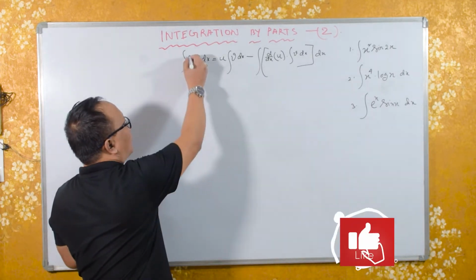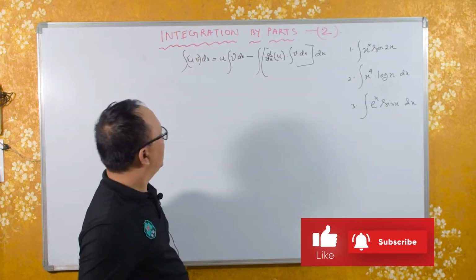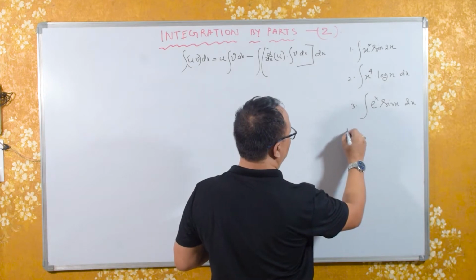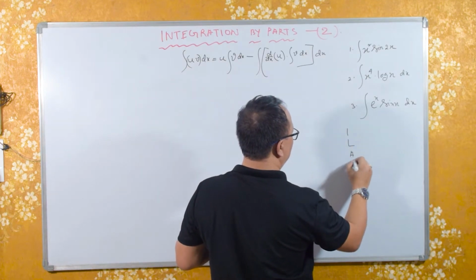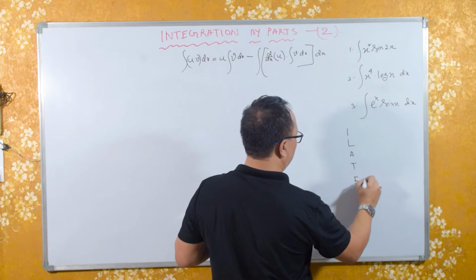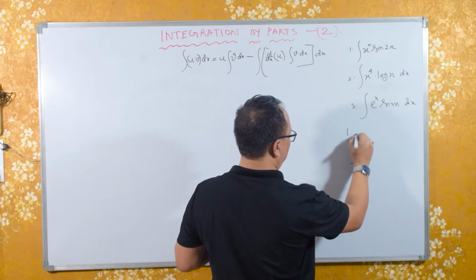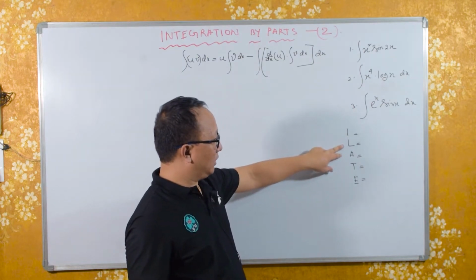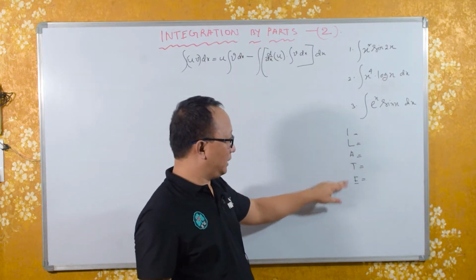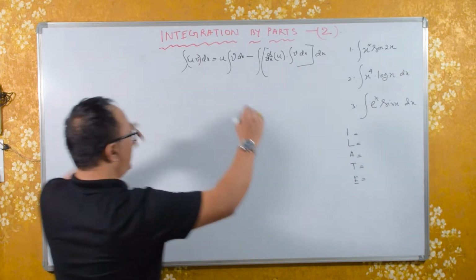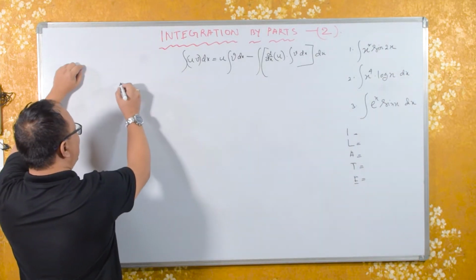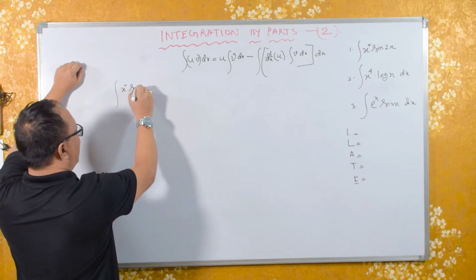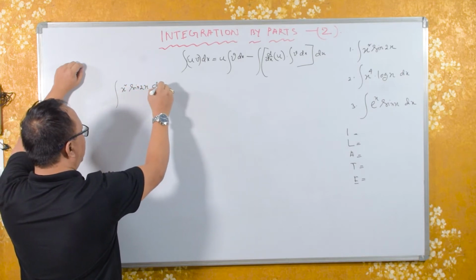So how to choose the first function? We have this formula, ILATE. As you know, I stands for inverse trigonometric, L logarithmic, A algebraic, T trigonometric, E exponential. Okay, now in this first sum, what we have is the integral of x square sine of 2x dx.